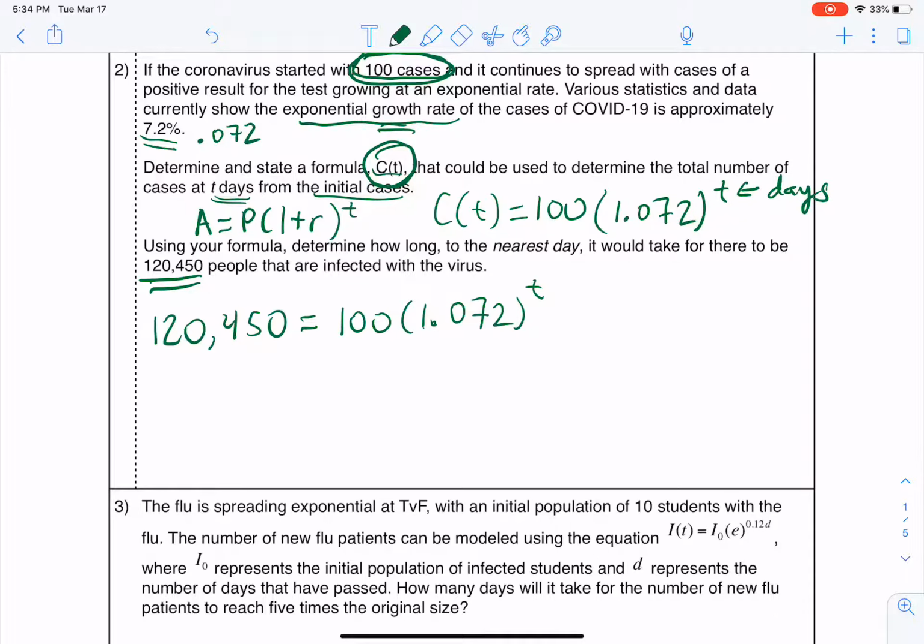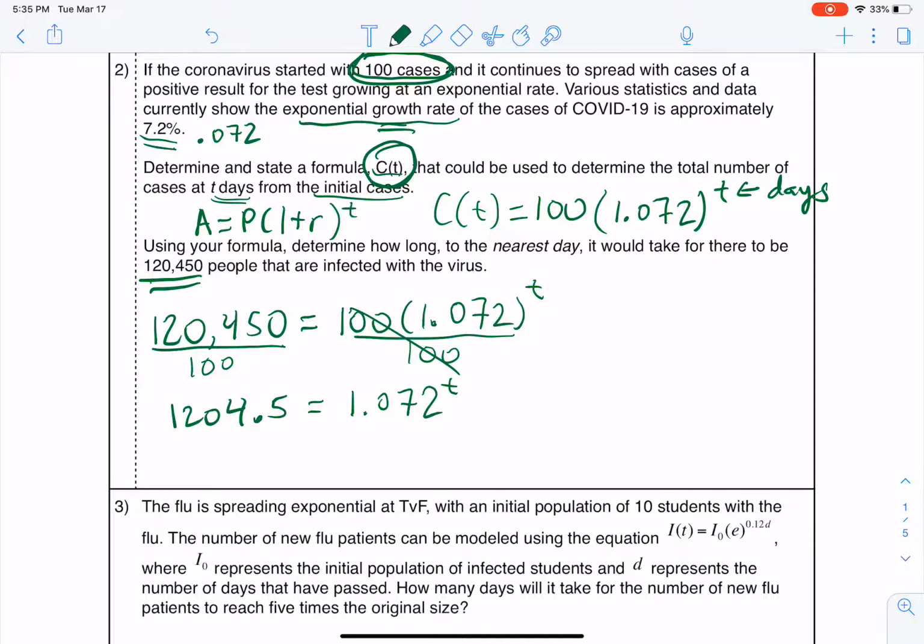All right, so we need to isolate our variable. In this case, it's the exponent. To do that, the first thing I'm going to do is divide both sides by 100. Divide both sides by 100. Okay, that's going to cancel this out on the right side of the equation. On the left side, I'll have 1,204.5. And that's going to equal 1.072 raised to the power of t.